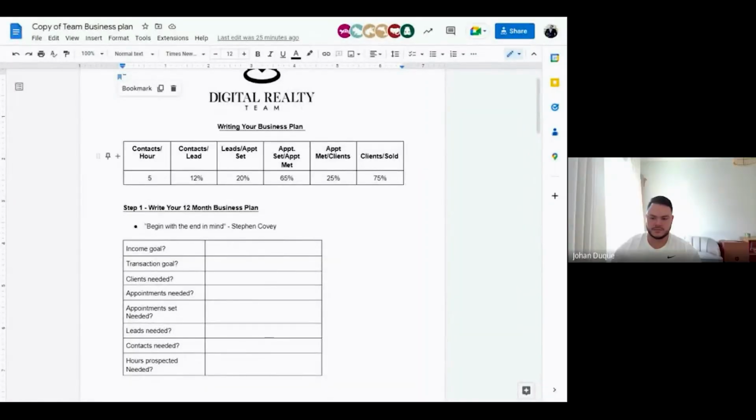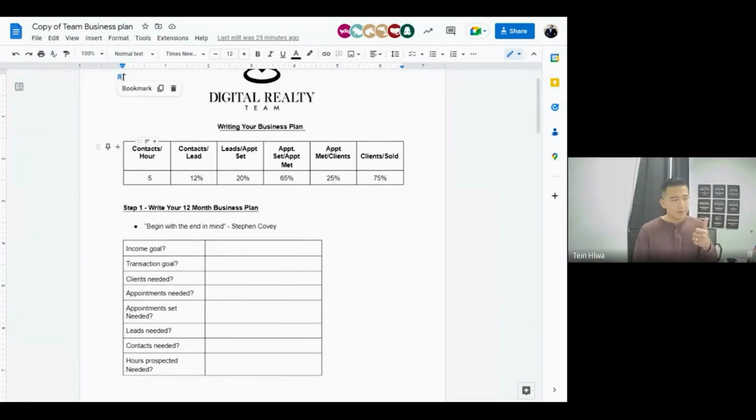This is why I wanted to do this today, because Johan, for you to hit 100,000, you need to know what your KPIs are. KPIs mean key performance indicators, the most important numbers in real estate, which are these things right here. Can you guys see my screen? Yes. All right. So: contacts per hour, contact to lead, leads to appointment set, leads to appointment met, to clients, clients to sold.